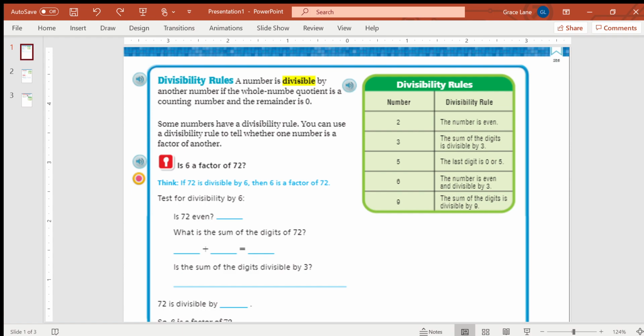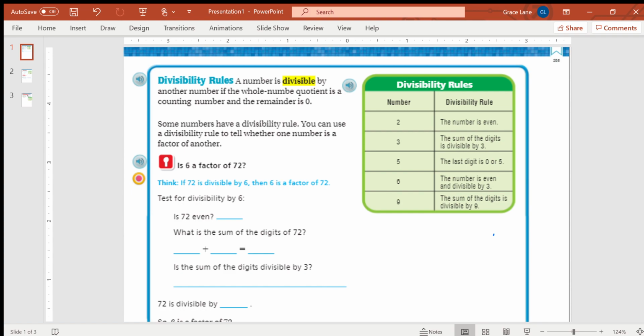This little green chart on page 286 tells you some different shortcuts. They're like little cheats so that you can tell if a number is divisible by another without dividing. This is how it works. The first one says if the number is even, it can be divided by 2 evenly. So any even number can always be divided by 2. Then we'll talk about the other ones. This is just a shortcut, another way to think about divisibility.